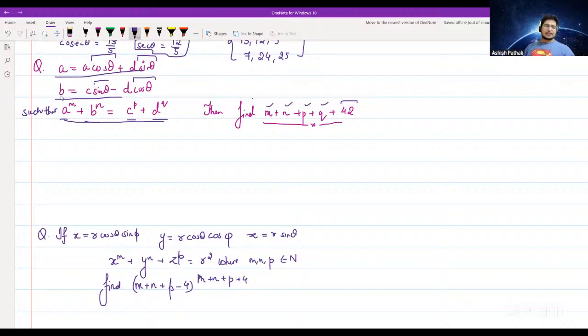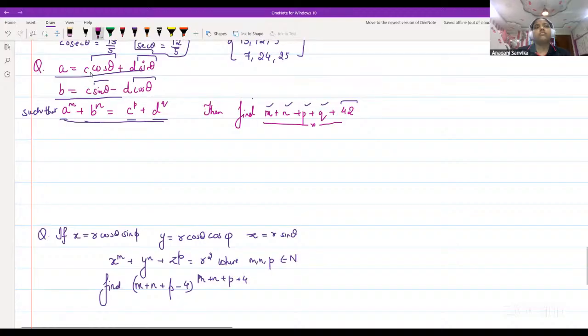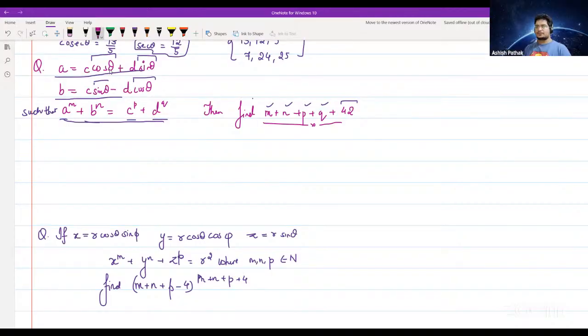We can write, one mistake I think I made here. A is equal to, sorry, this one is C cos theta. I made a mistake here. This one is C cos theta. Okay. Now, what we have to do is eliminate this cos theta and sin theta.